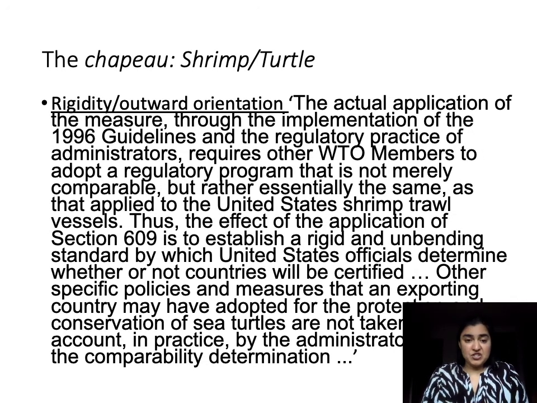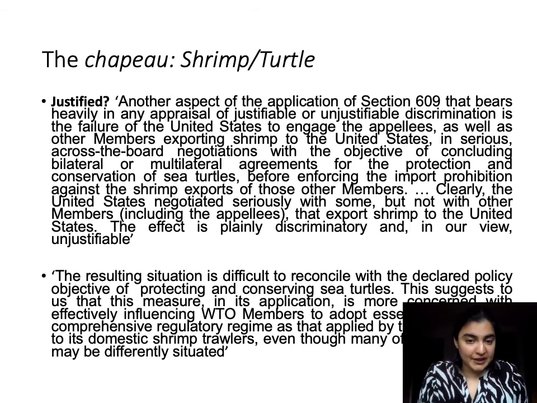And they went on to say that the measure is very rigid, and it is forcing WTO members to adopt a regulatory program that may not merely be similar, but has to be essentially the same. So it is pretty much the US forcing all other countries to employ TED as their fishing technology. And even though other countries can come up with alternatives which might have a similar effect, the US says no, it's either TED or nothing. So the whole measure is quite rigid and unbending as a standard, and specific policies and measures that an exporting country may have to adopt are not taken into account, even though those practices or policies might be more efficient than TED. So it was a blind measure, and therefore it was seen as an arbitrary application of the measure. Why was it seen as an unjustified application of the measure?